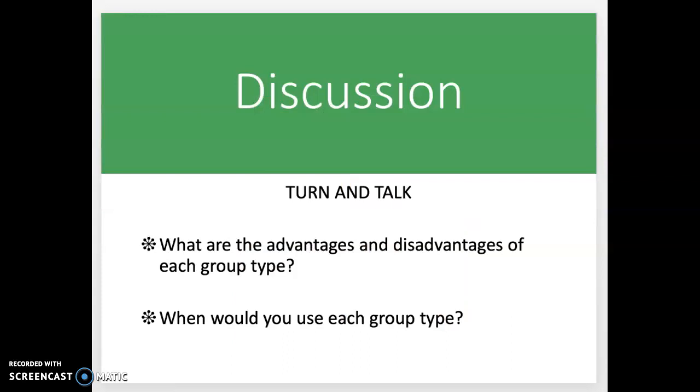Of course, we're not going to do that because this is an online lecture, but take a minute, stop, and think about what are the advantages and disadvantages of each of these groups. And when would you use a whole group for instruction, a small group for instruction, or one-on-one teaching? So stop. You can pause the video and think about when you would use these different grouping contexts within a lesson.